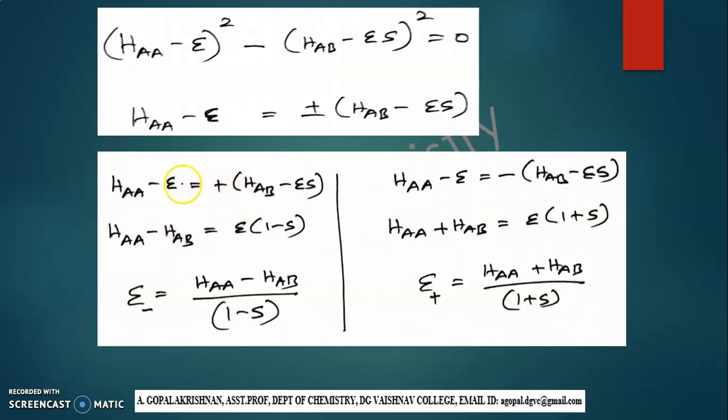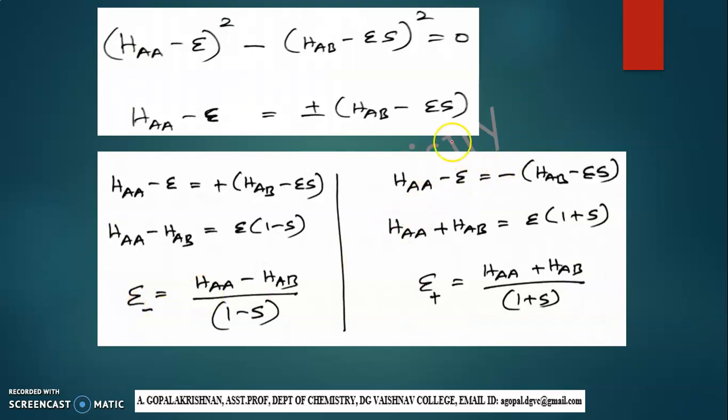So you'll get plus E minus ES, take ES common, you will get 1 minus S. So E is equal to HAA minus HAB by 1 minus S. Between HAA and HAB we have minus sign here, so I will put this as minus state. And I am going to show that this is an anti-bonding state for the hydrogen molecular ion.